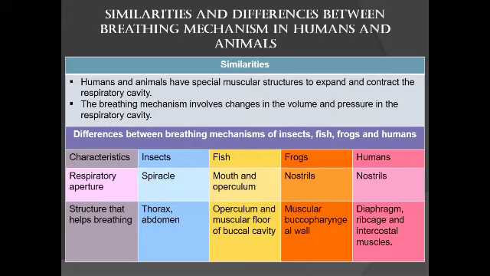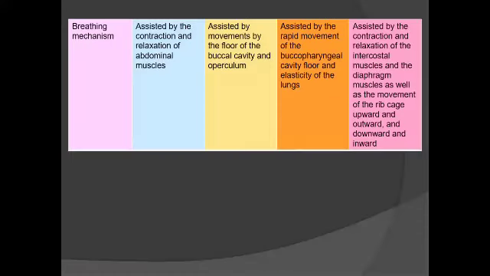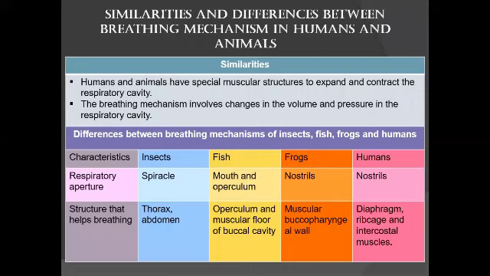There are many differences between insects, fish, frogs, and humans. For the insects, their respiratory aperture is the spiracle, and the structure that helps them to breathe is the thorax and the abdomen. The breathing mechanism of insects is assisted by the contraction and relaxation of abdominal muscles.